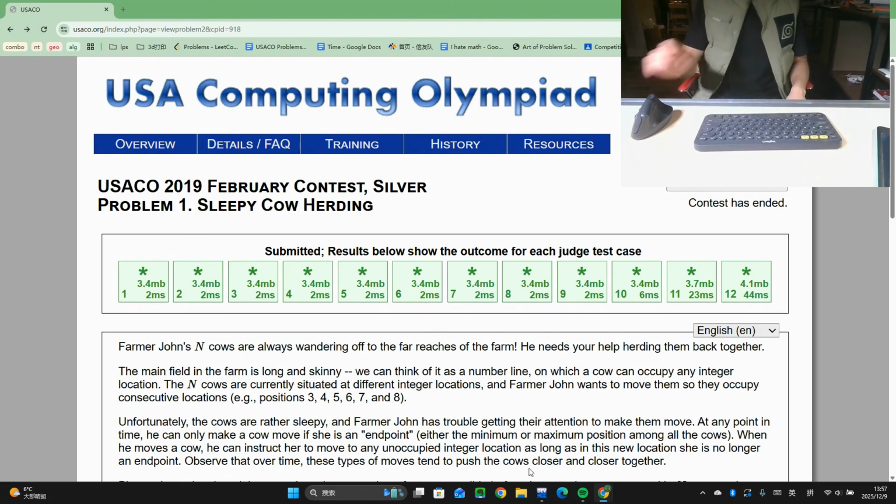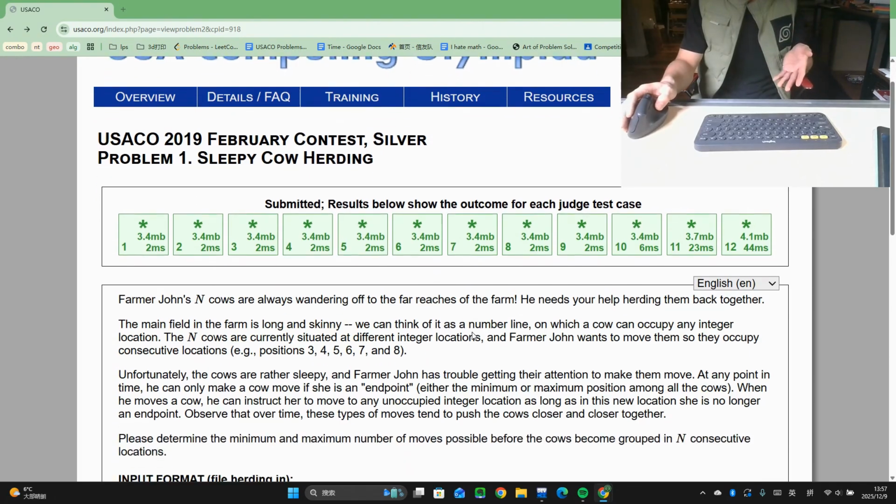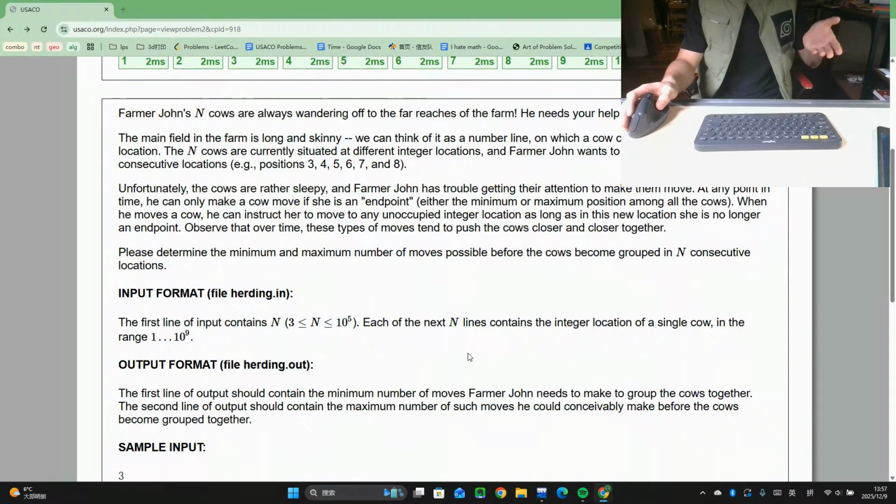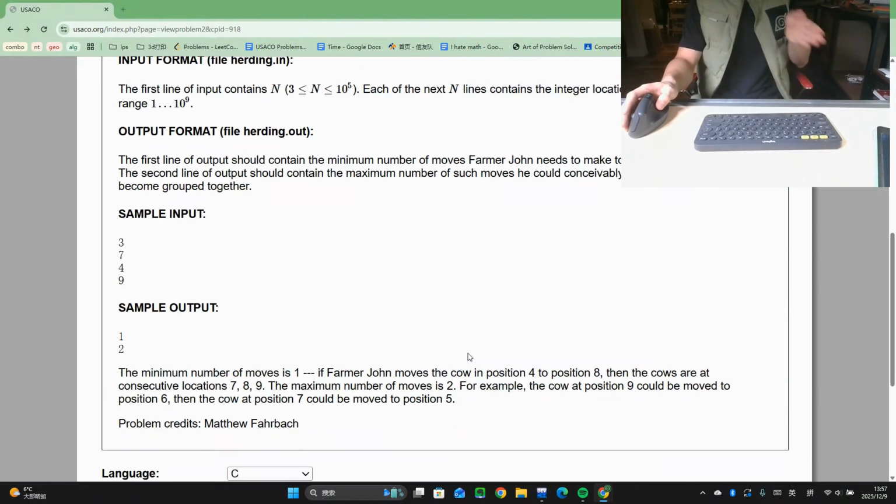So let's start with the problem. First of all, you can read the problem yourself. It's a little bit lengthy, but I'll just summarize it. Basically, you have all these cows and you're trying to move all of them so that they're in a continuous region.